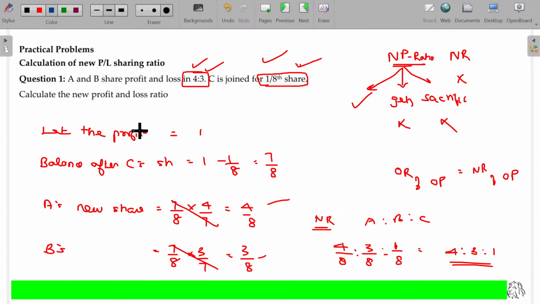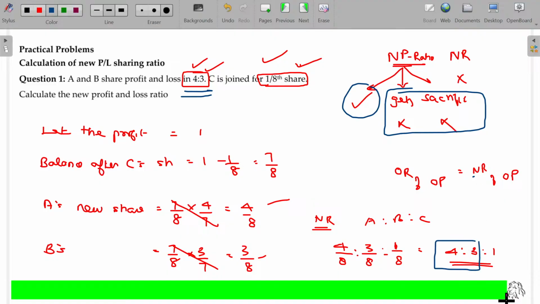The main thing you have to note here is that the new partner's share is given, but how he gets it from the other partners and how the other partners sacrifice is not given. The old ratio of the old partners is 4:3, and the new ratio of the old partners is also 4:3. The old ratio and new ratio of the existing partners are the same. This is the first type. Clear?